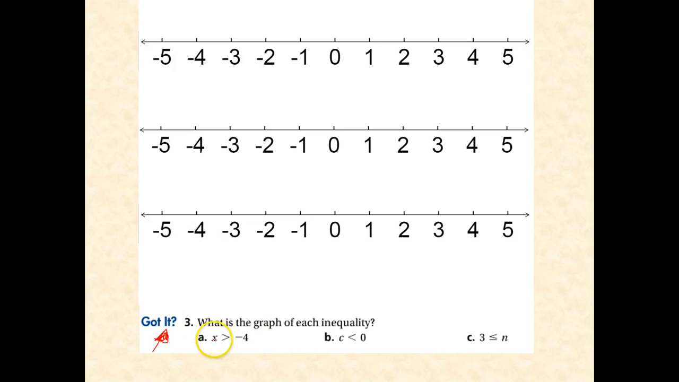Okay, so x is greater than negative 4. Here's negative 4, so I'm going to make an open circle, and then greater than is to the right. For the next one, c is less than 0. I'm going to make an open circle at 0, and then less is left.